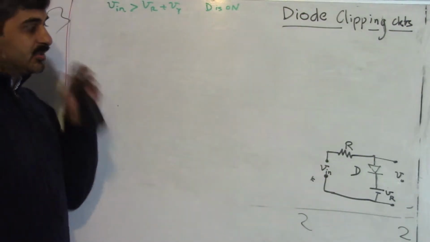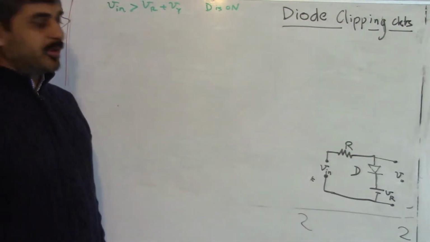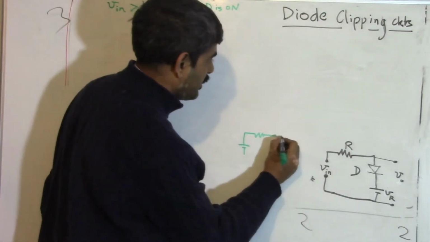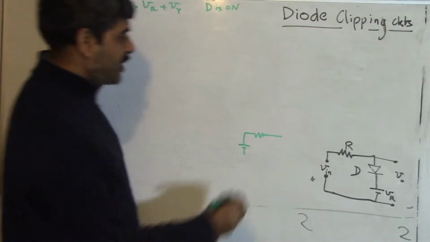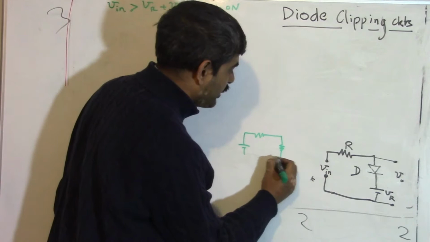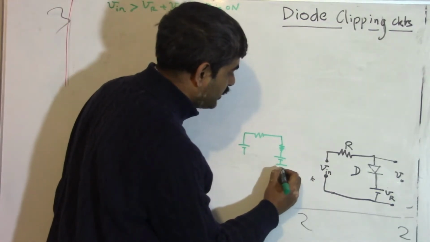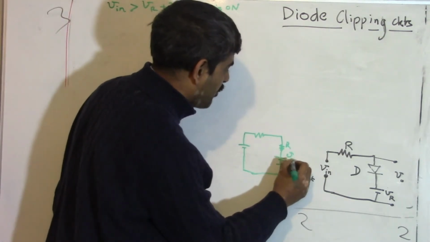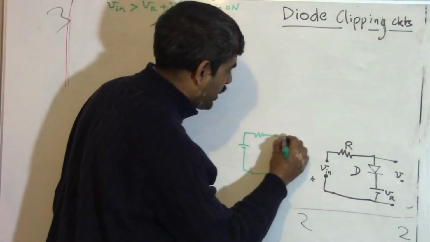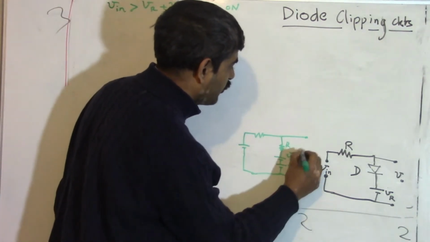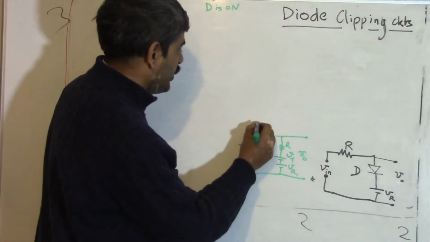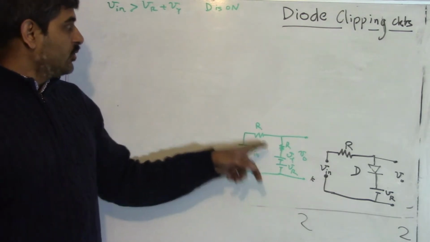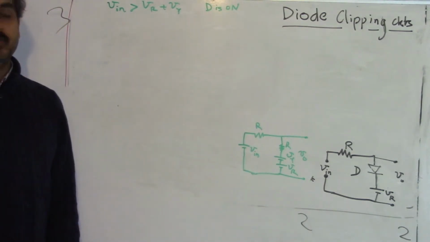And when that happens, this whole circuit is going to be replaced by an equivalent circuit which will look like this. This diode is going to be replaced by a resistor and a drop across this diode, and then this VR voltage, and like this. So this is resistor R, this is V gamma, this is VR, and we are trying to find out the output voltage V out across this when this voltage V in is greater than VR plus V gamma. This is our simplified circuit.